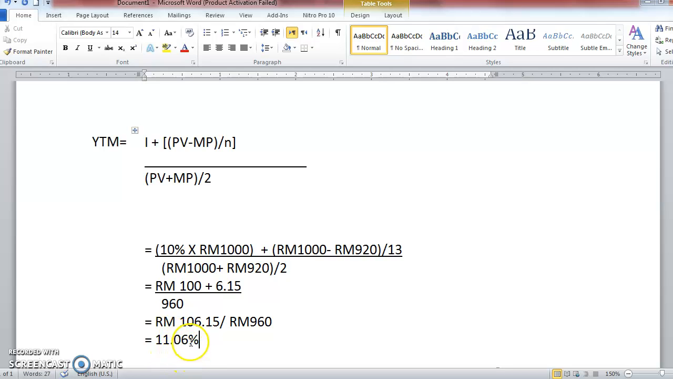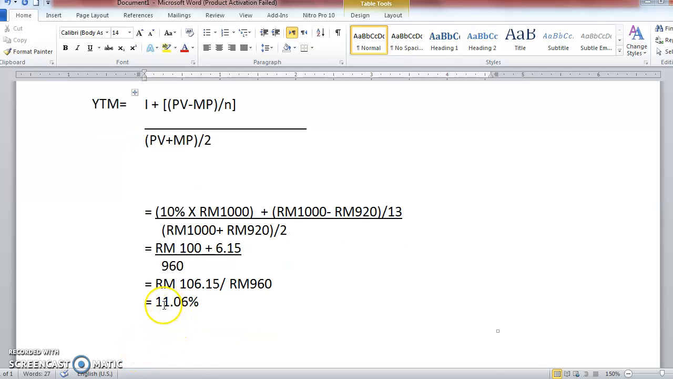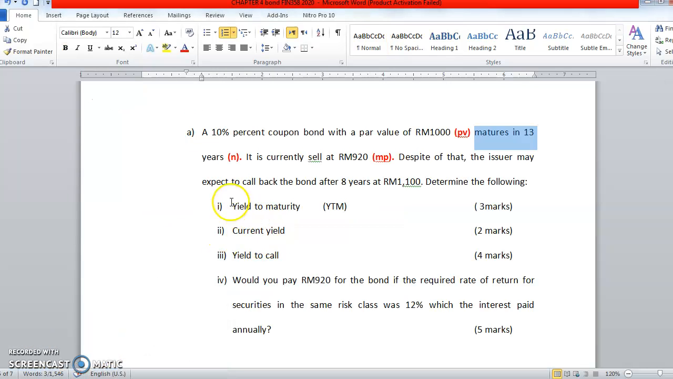Of course, you will get the answer in a decimal, but remember, convert directly to percentage dengan darab 100, so you will get 11.06%. So this is your YTM. The answer must be in percentage. Remember, the answer must be in percentage, right? So you already answered the first question.